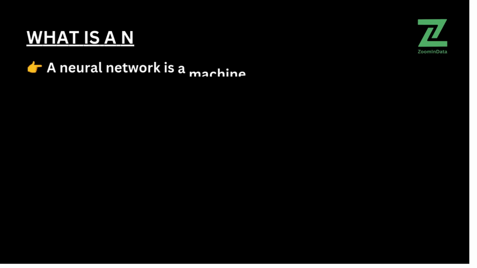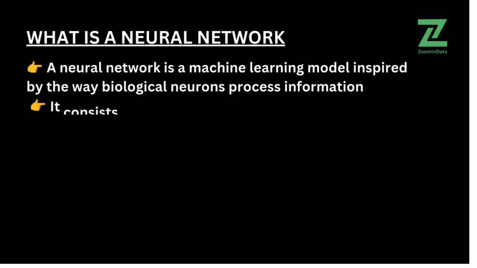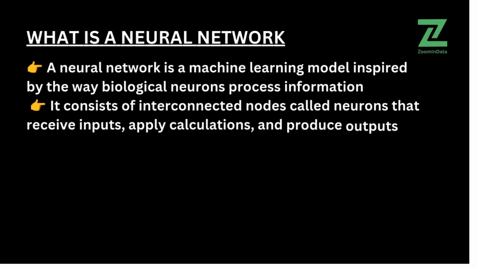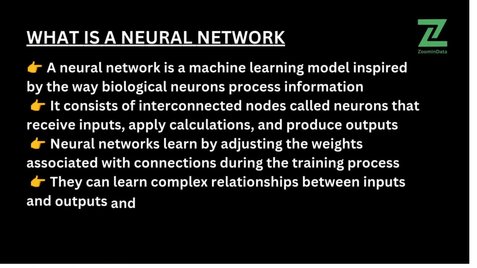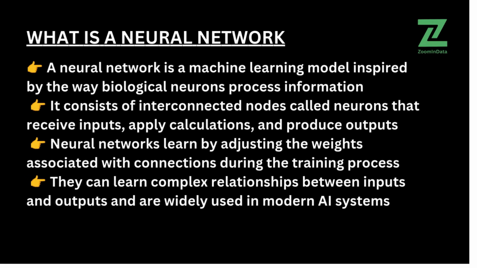A neural network is a machine learning model inspired by the way biological neurons process information. It consists of interconnected nodes called neurons that receive inputs, apply calculations, and produce outputs. Neural networks learn by adjusting the weights associated with connections during the training process. They can learn complex relationships between inputs and outputs and are widely used in modern AI systems.